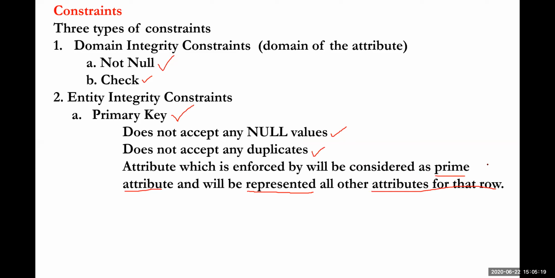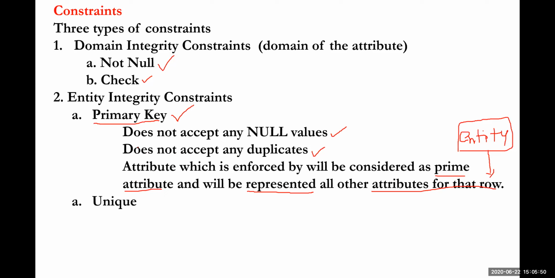As far as DBMS is concerned, this particular row will be called an entity. We will see this probably after 2 to 3 classes. So this is called an entity. That entity information is represented by one attribute, and that attribute is called the primary key attribute. Already we have seen what kind of activities could be done by a primary key.